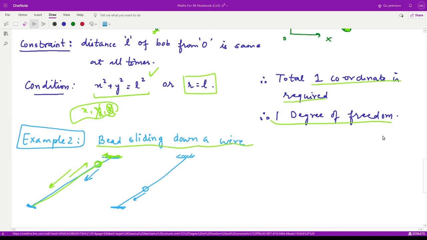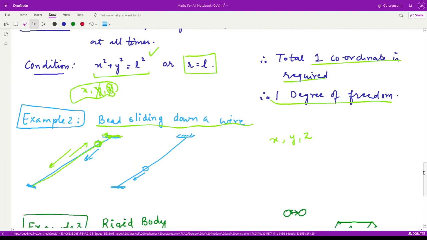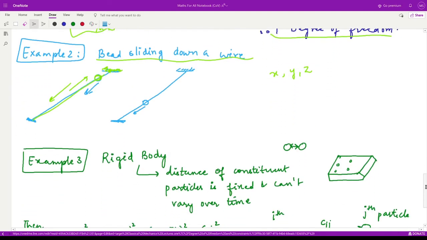So what can you say about its motion? Earlier the motion was free, it could take any value of x, y, z. That means the bead could move in any direction, but now we are saying that it is sliding down a wire. So the only possible motion for this bead is along the path of the wire. It can either go up or go down. So this is one constraint. Let us see another constraint.